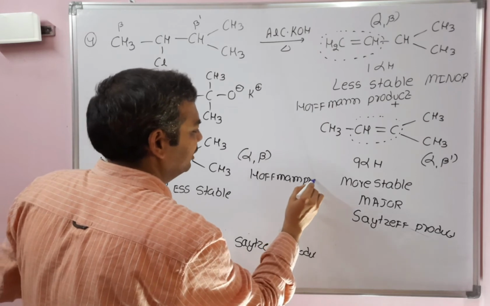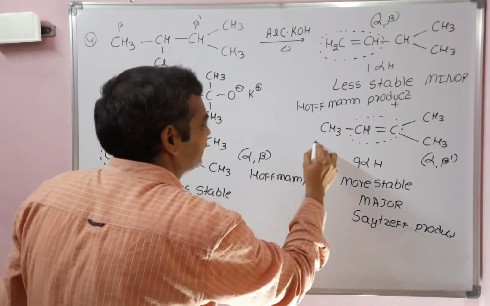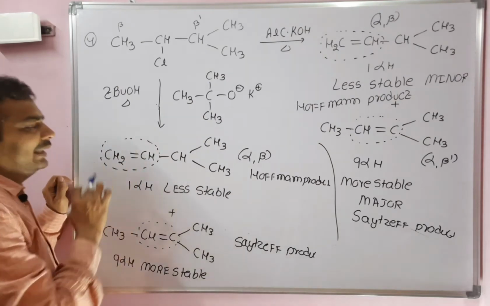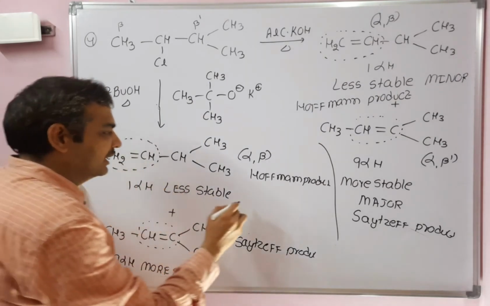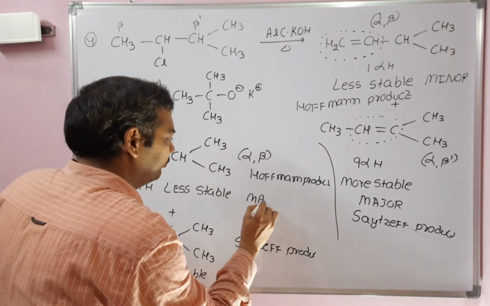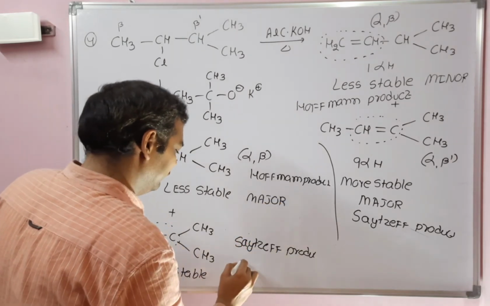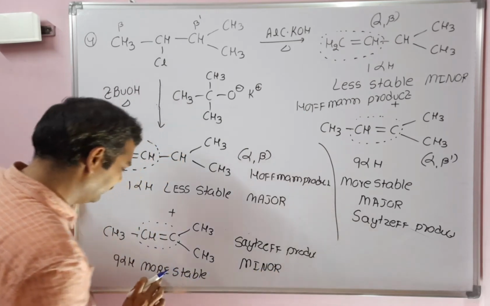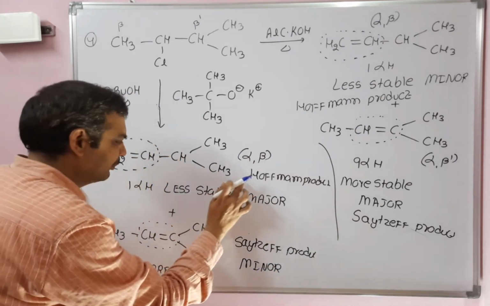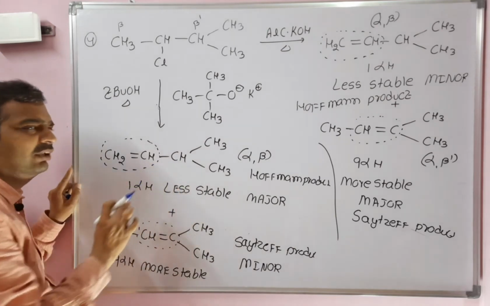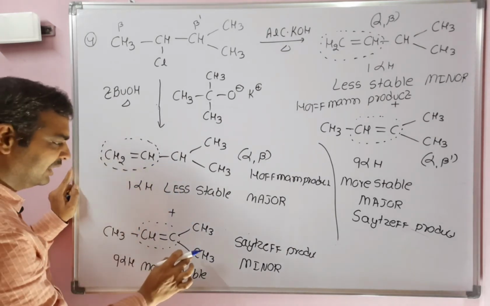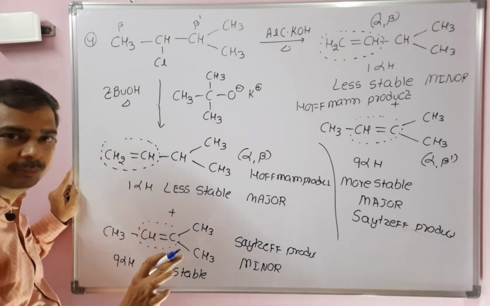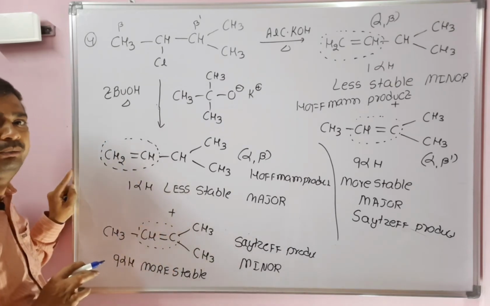Okay, if both are the same, what is the use of writing this many things? There is some logic. In this case, the Hofmann product is the major product, whereas the Saytzeff product is the minor product. No doubt the Saytzeff product is more stable and the Hofmann product is less stable, because only 1 alpha hydrogen is there. The Saytzeff product has 3 side substitutions, 9 alpha hydrogens, more stable, but still it is the minor compound.